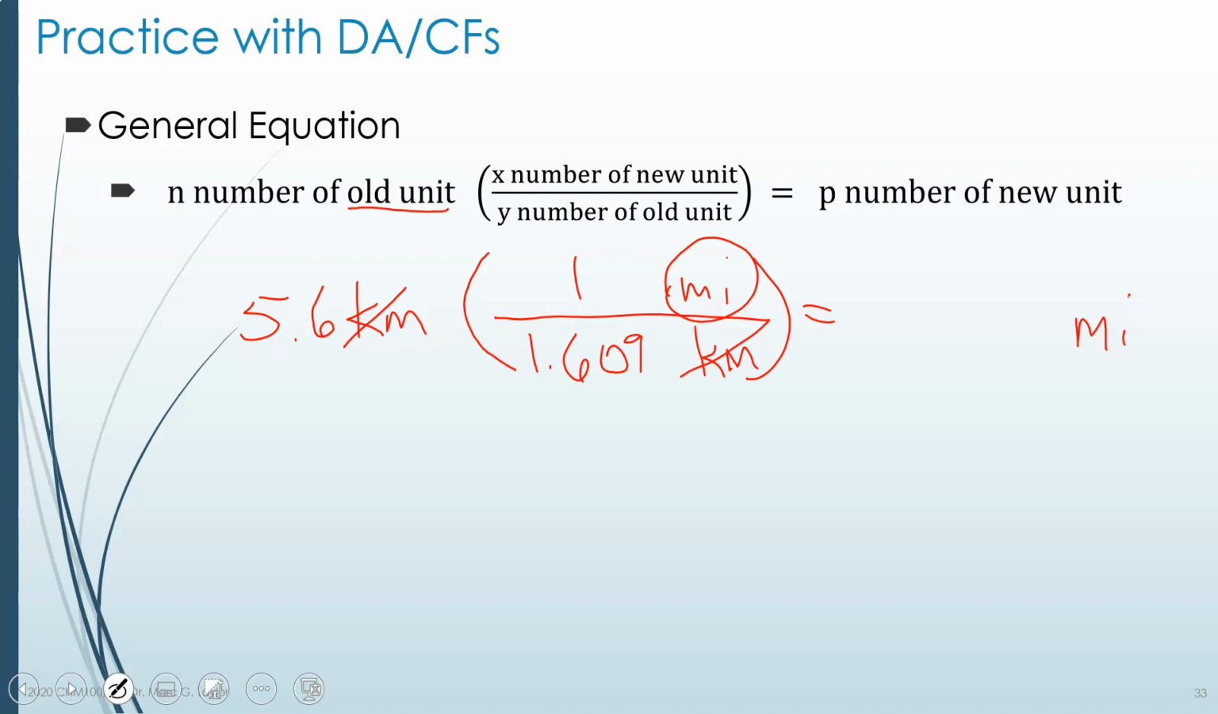So you then would take 5.6, multiply it by the 1, and divide it by the 1.609. And of course, you don't have to actually multiply by the 1. We already know you'll get the same answer. But that is what happens.